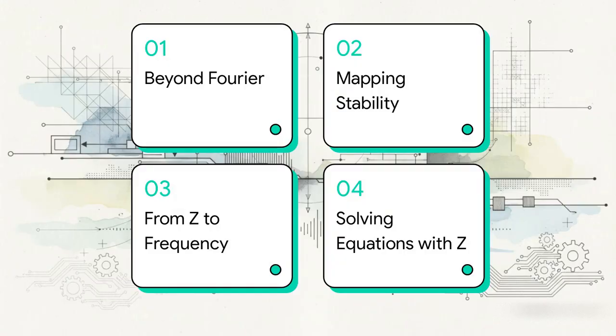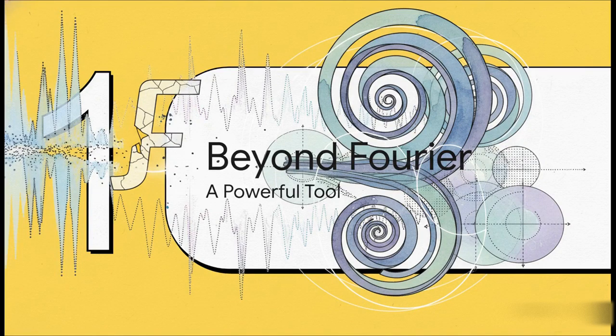So here's the plan. First, we'll see why the classic Fourier transform just couldn't cut it for some problems. Then, and this is the cool part, we'll see how to draw a literal map of a system's stability using something called a pole zero plot. After that, we'll connect all this abstract stuff back to real-world frequencies. And finally, we're going to put it all to work and solve an equation that looks pretty much impossible at first glance.